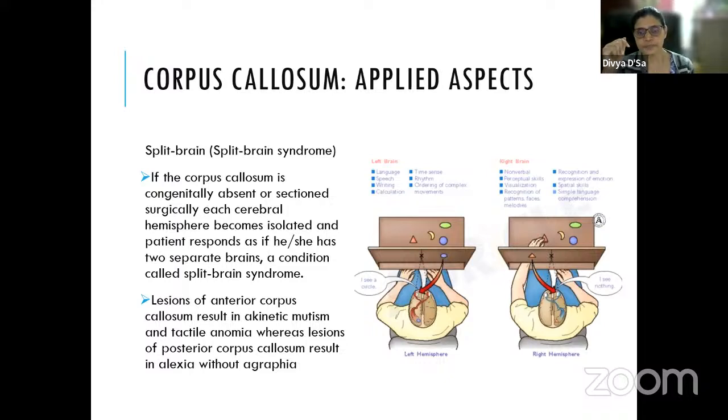So now here, lesions of the anterior corpus callosum result in akinetic mutism and tactile anomia, whereas lesions of the posterior corpus callosum result in alexia with agraphia.